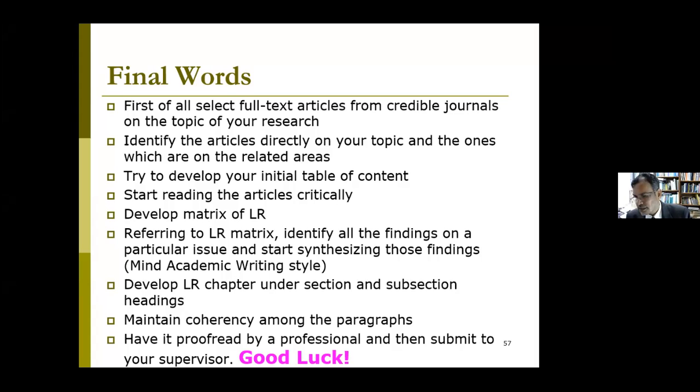And some editors specifically mention that you have to use indexed journals like Web of Science, Scopus. These are the two major indexes. Identify the articles directly on your topic and the ones which are on related areas. There will be two kinds of articles you will find. One directly related to your topic, that's the main ones, and some are at the periphery, in the side areas. So you have to review both.